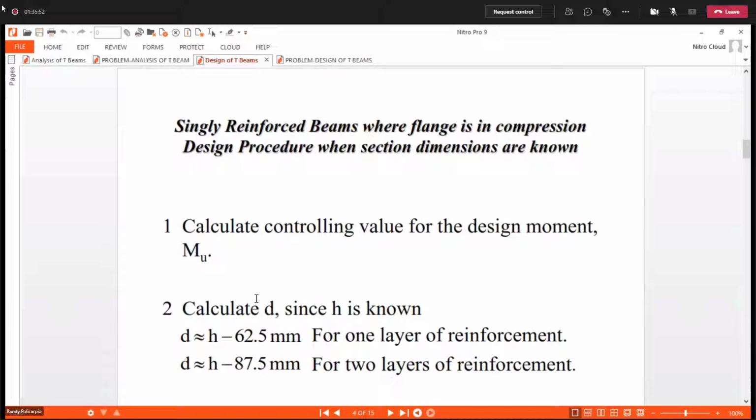So this is the ultimate moment, the maximum moment from your load combination, and remember your loads are factored. So yun yung Mu na tinatawag. Then you may approximate now your effective depth. Pag single layer lang yung reinforcement mo, you may use this formula. Kapag double layer yung reinforcement mo, you may use this one. So remember, the reinforcement that we are talking about here is the tension reinforcement.